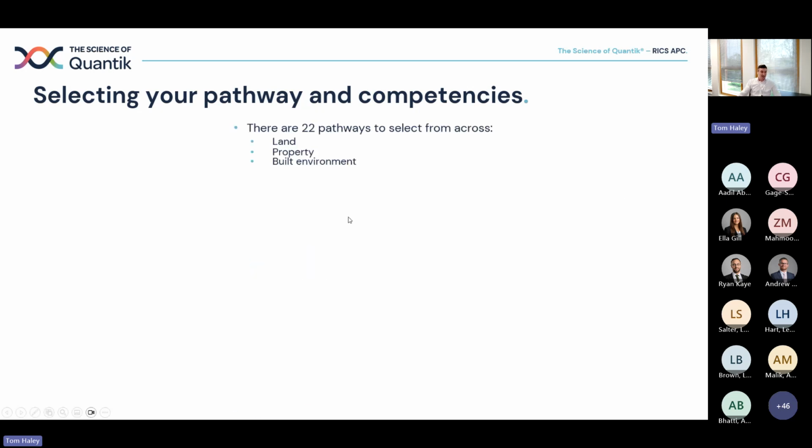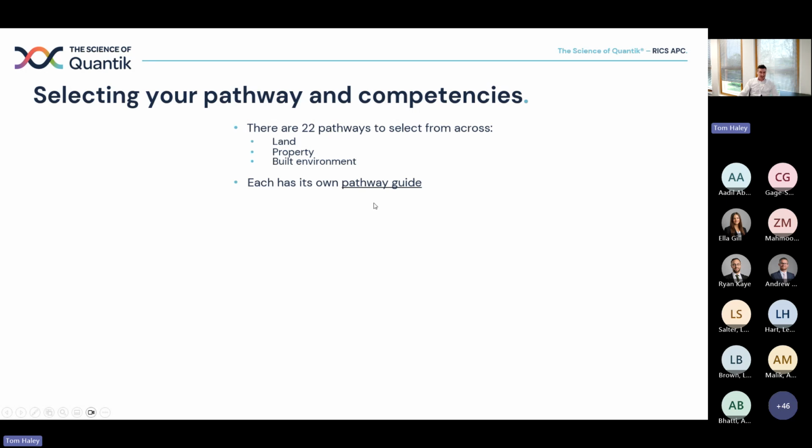There are, or there were at the time this presentation was prepared, and I think it's still the case, 22 pathways to choose from across land, property, built environment. So there are land surveyors, valuation surveyors, agricultural surveyors. I think there's a real wide range. Project management is in the RICS, probably has a pathway as well. So there are a lot of disciplines or a lot of surveying types across the institution.